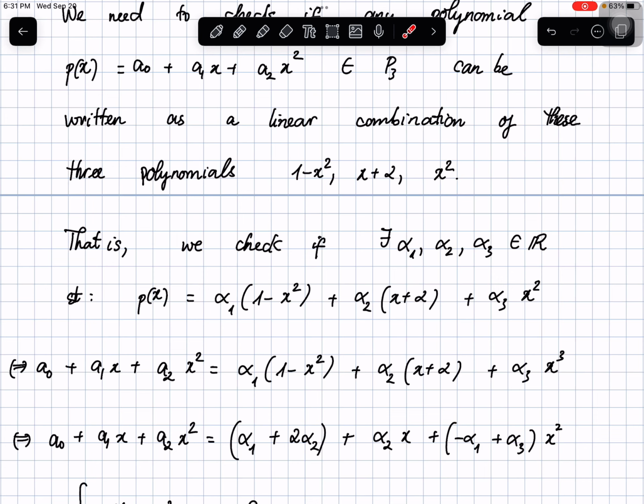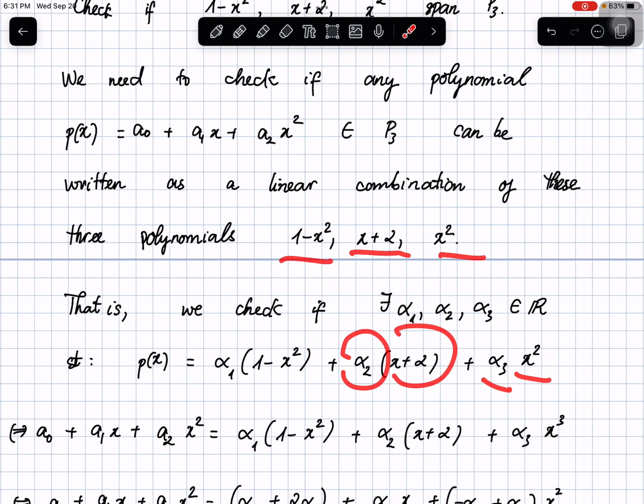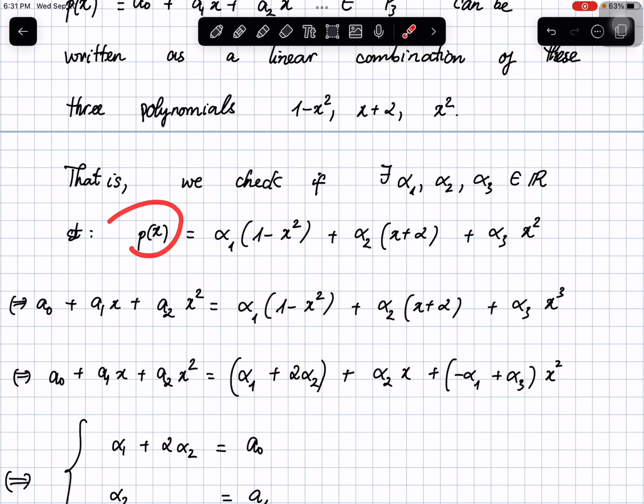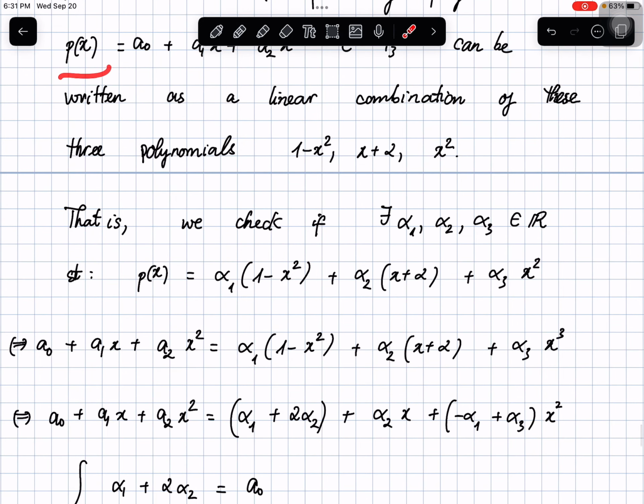This means that we need to check whether there exist scalars alpha 1, alpha 2, alpha 3 in R such that p(x) is alpha 1 times the first polynomial plus alpha 2 times the second one plus alpha 3 times the last polynomial. So now on the left hand side we have p(x), a0 plus a1x plus a2x squared. On the right hand side we have alpha 1 times the first polynomial, alpha 2 times the second one, alpha 3 times the last one.